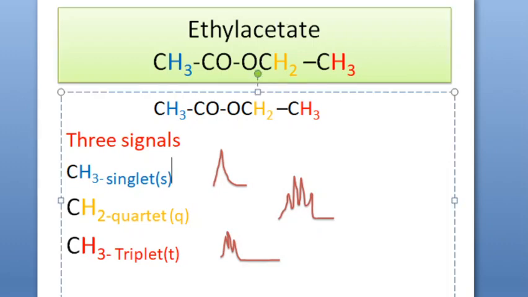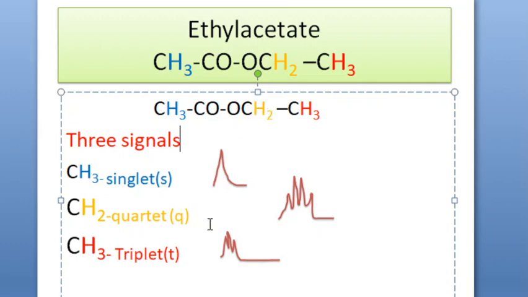So which one will give you what type of signal? The blue hydrogens will give you a singlet, because there are no adjacent hydrogens. See, this CH3CO, therefore this CH3 will give you a singlet, a single peak. And what about the yellow hydrogen? CH2 is in a different environment to that of this CH3 and this CH3, therefore this gives a different signal.